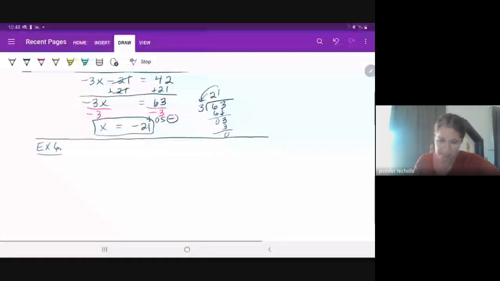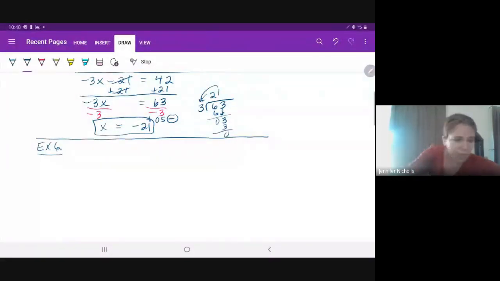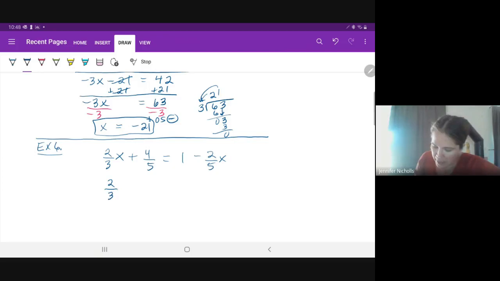Okay, so example 6. Last example. Now, the last example is a little harder than this one. It's on the same topic. Okay, let me just find it. My example 6. Okay, so 2/3 x plus 4/5 equals 1 minus 2/5 x. And we're going to write it twice just because some of you won't have a different color today.